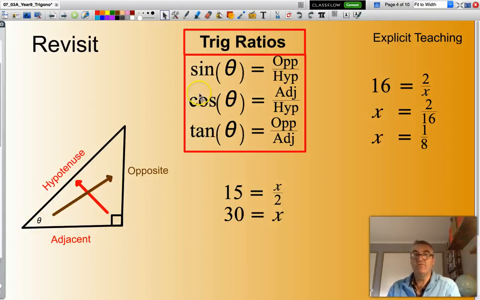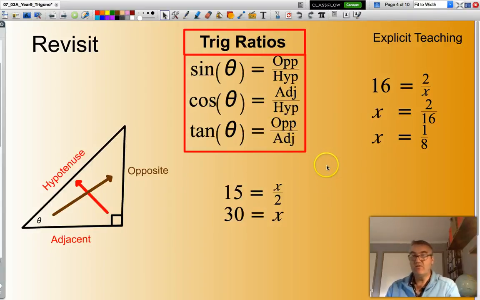We've also defined the trig ratios. Sine theta equals opposite, or the length of the opposite divided by the length of the hypotenuse. Cosine, which is equal to adjacent divided by hypotenuse. And tan, which is equal to opposite divided by adjacent.